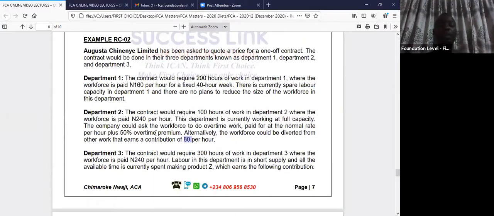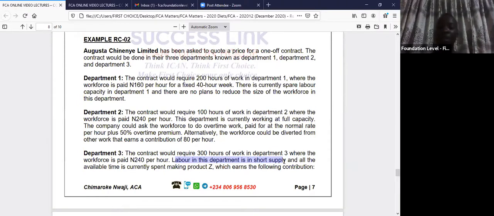Let's go to Department 3. They say the contract will require 300 hours of work in Department 3, where the workforce is being paid 240 as before. Fine. You ask yourself the first question: is the employee in permanent employment? Labor in this department is in short supply. What does it mean? It means the laborers are in permanent employment, but they are in short supply.